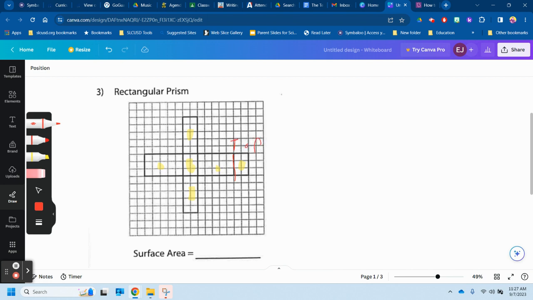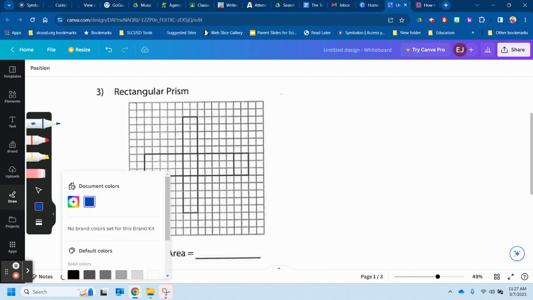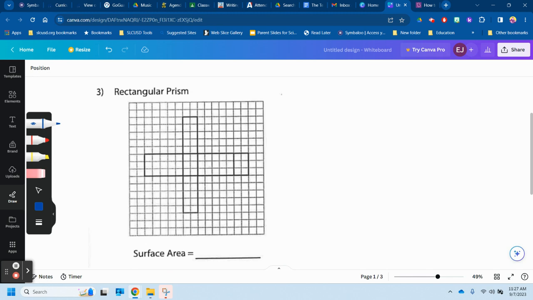Okay. So let's go ahead and solve this out. I just need to find the area of each one of these shapes. I'm going to start off with the bottom, and it's 2 by 3. That equals 6 for the bottom. And then the top is also 2 by 3, and that also equals 6.